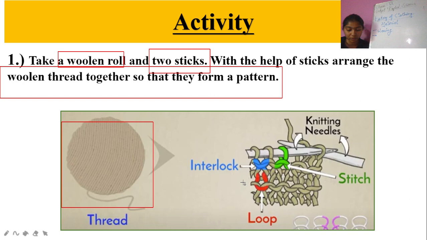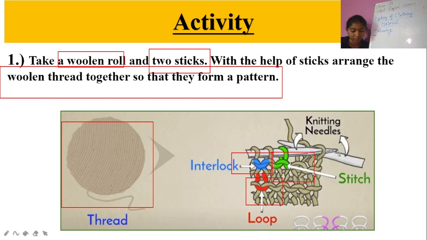So you can see whenever we stitch, we find some loops, we have some stitches, as well as we make some interlocks, right? So that the knitting will go on. So here you can see these are the knitting needles. Basically here we use two sticks, but to make this pattern perfectly, we require knitting needles, okay students? So the process we use to make it is knitting. What is the process, students, known as? The process is called knitting.